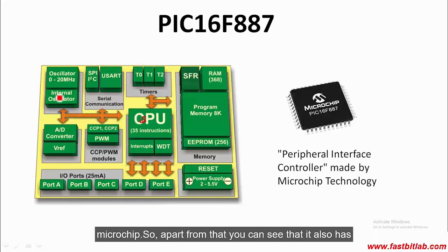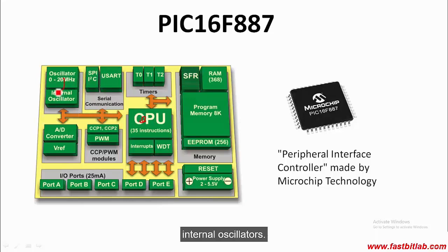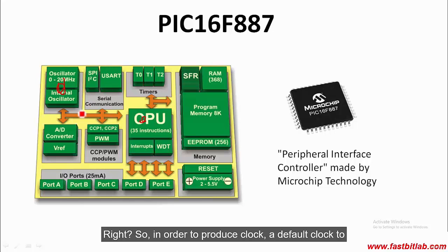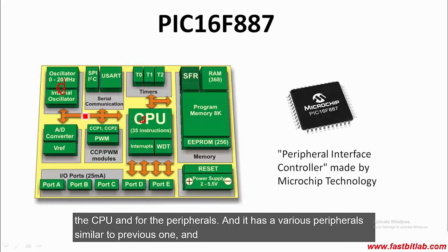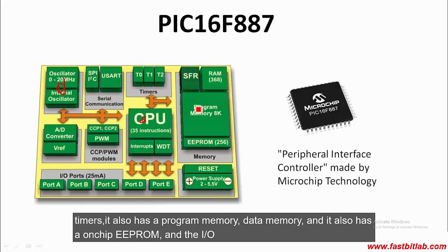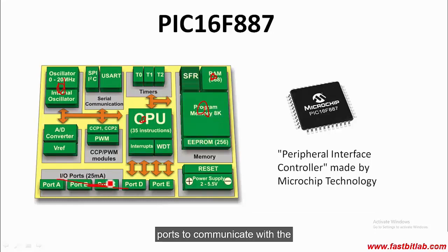Apart from that, you can see that it also has internal oscillators, right? In order to produce a default clock for the CPU and for the peripherals. And it has various peripherals similar to the previous one, and timers. It also has program memory, data memory, and on-chip EEPROM, and the I/O ports to communicate with the external world. So the analog peripherals, timers, PWM. So it's quite similar, right?